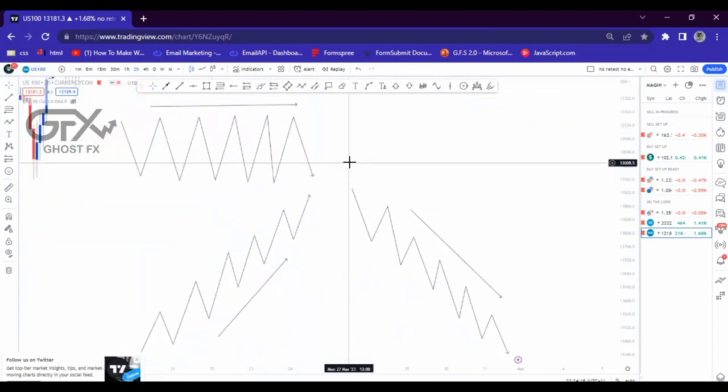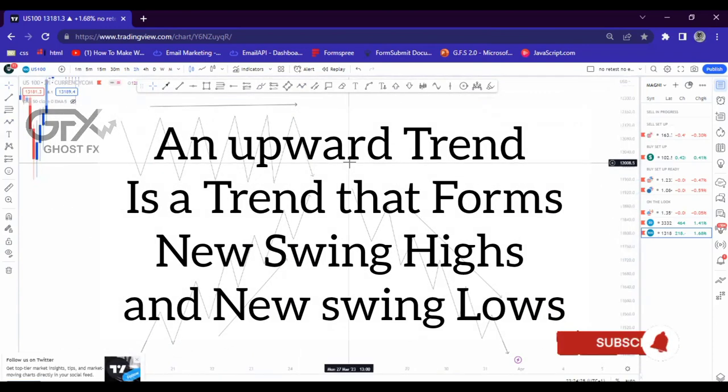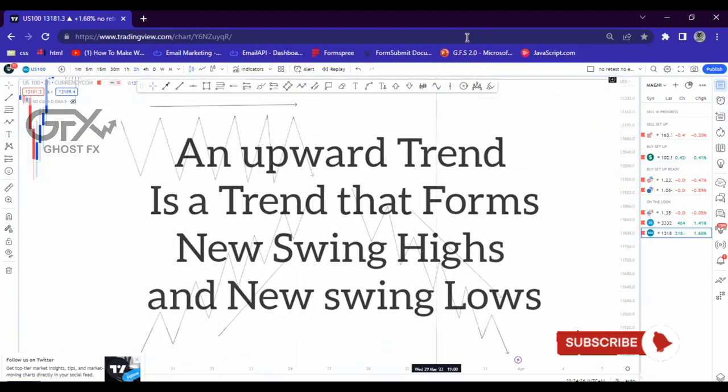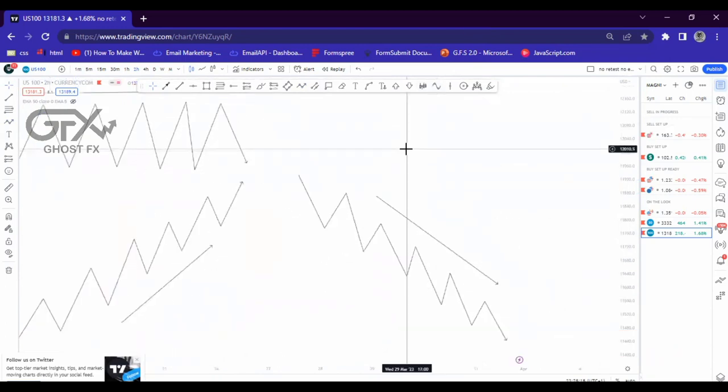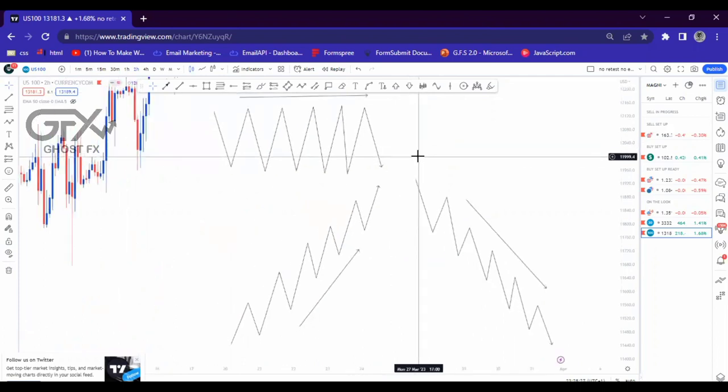Now we're going to extensively talk about the upward trend. So first of all, what is an upward trend? An upward trend is a trend that forms new swing highs and new swing lows. You understand? So what is an upward trend? And the key things we're going to be talking about, the subtopics, are what an upward trend is all about, the features of an upward trend, and how to trade an upward trend. So let's dive right into it.